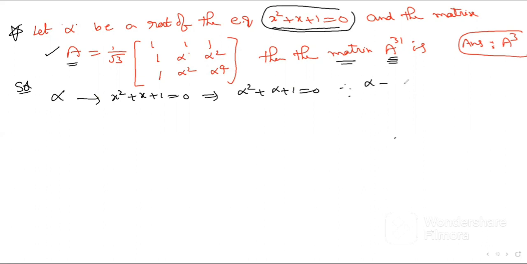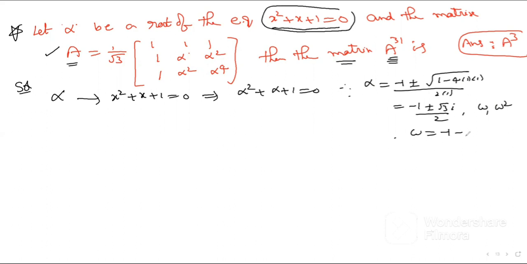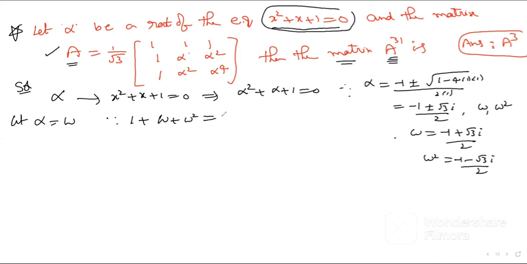Here, the values of alpha are minus 1 plus or minus square root of b square minus 4ac by 2a. It becomes minus 1 plus or minus root 3i by 2, which is nothing but omega and omega square. Here omega is minus 1 plus root 3i by 2, and omega square is minus 1 minus root 3i by 2. So for alpha, let us take omega. Omega is the cube root of unity. We have the properties 1 plus omega plus omega square is equal to 0, and omega cube is equal to 1.